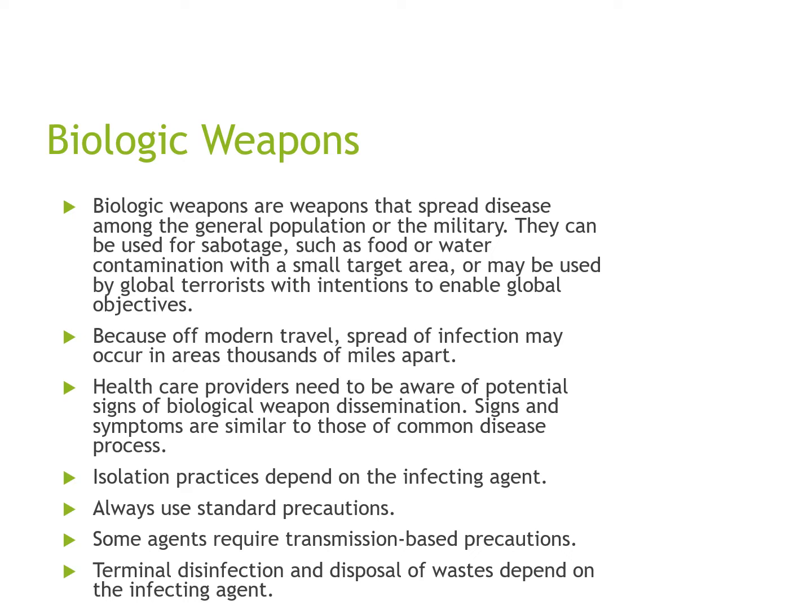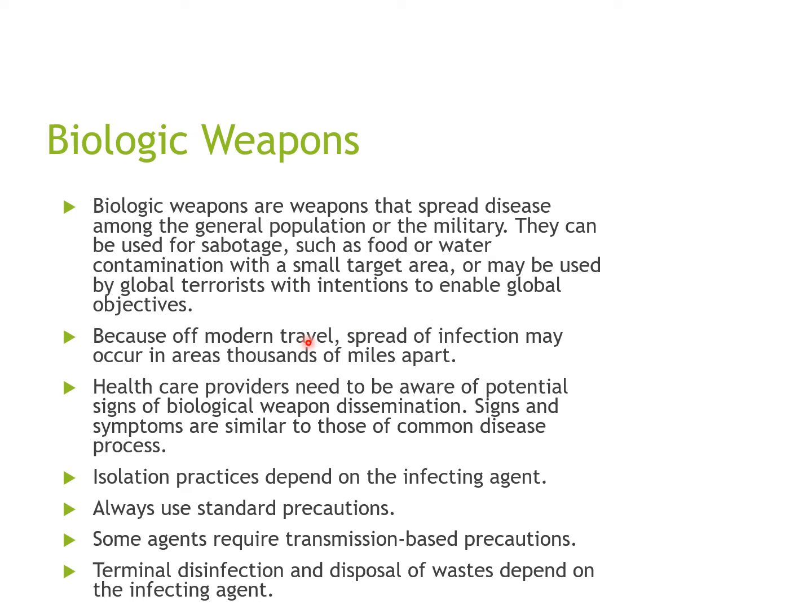All right, so now we're talking about your biologic weapons. So these are things that spread disease among the general population or the military. So for sure in the military, when people are at war, this is definitely what's going on. So we're going to talk about some of these biologic weapons, and we'll talk about some of the chemical weapons, just to see if there are any differences. The biologic weapons can be used for sabotage, such as food or water contamination with a small target area, or may be used by global terrorists with intentions to enable global objectives.